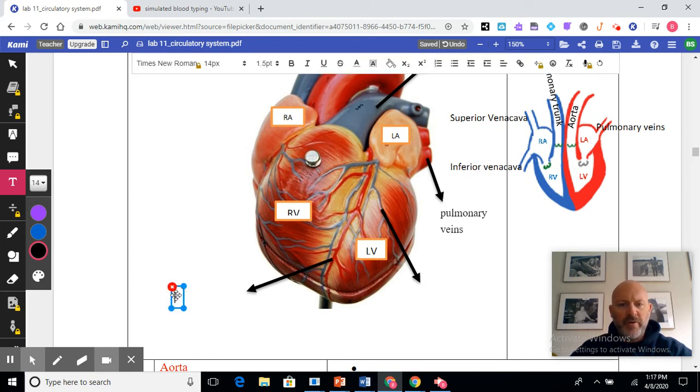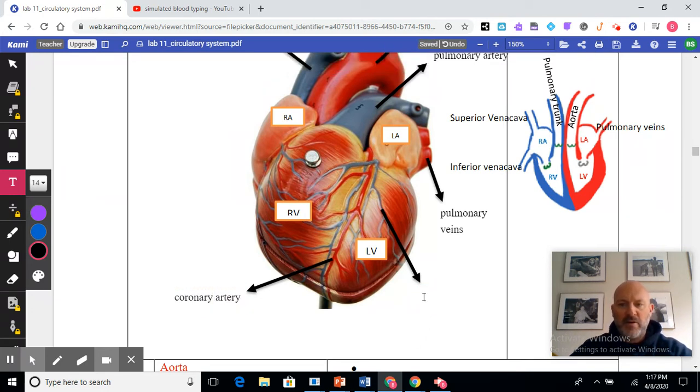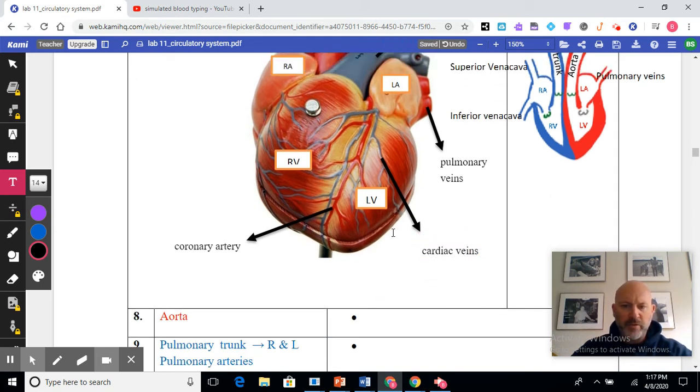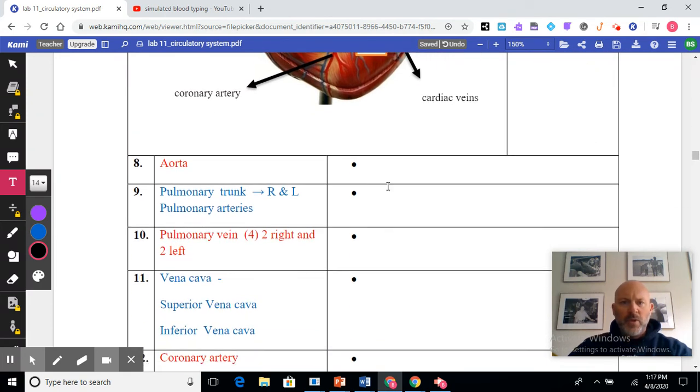This is a coronary artery. And the cardiac vein. Coronary arteries feed the myocardium with oxygenated blood, where the cardiac veins drain the deoxygenated blood away from the myocardium or the walls of the ventricles. All right, so the aorta, what does the aorta do?